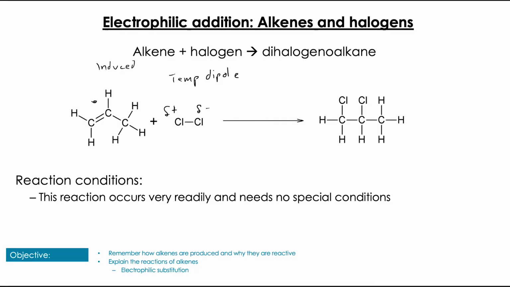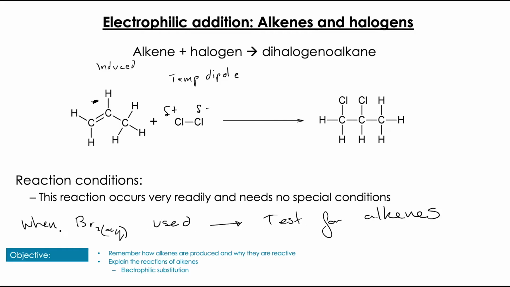Now, you don't have to worry about Markovnikov's for this, but you do have to remember that if we use bromine, Br2, that is the qualitative test for alkenes. If we go from brown to colorless, then the bromine has been added over the double bond, and we can test for the presence of alkenes. Again, this reaction occurs readily, no special conditions.